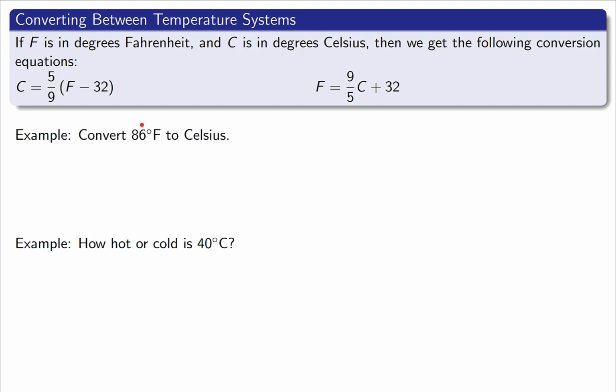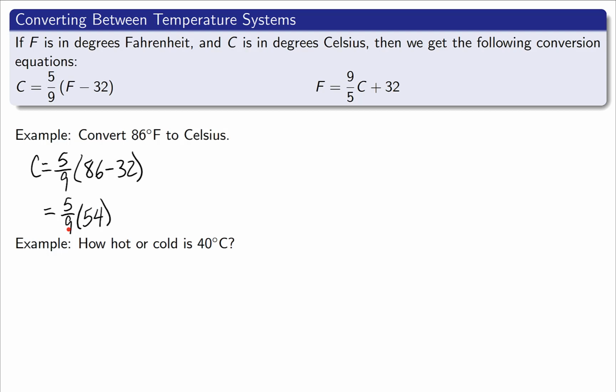Again, I'm given Fahrenheit, so I'll plug it into the first equation. Celsius would be 5/9 of 86 minus 32. And then just follow your order of operations. Parentheses first, we get 54. And then it's kind of easy to calculate this if you're careful.